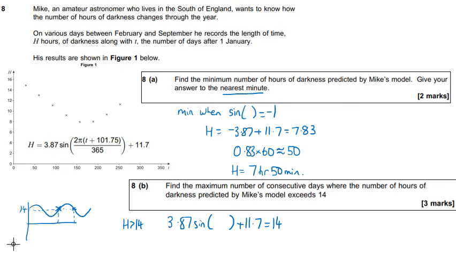So if you rearrange that, move the 11.7 to the other side, so that's 2.3. Now divide by 3.87. So sine of the bracket is going to be equal to that. And if you solve that, you get, so inverse sine of that is about 0.6364.